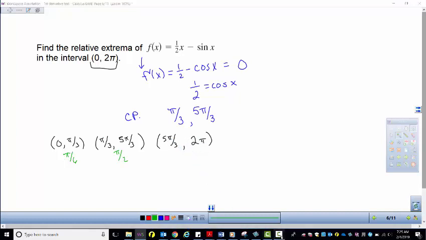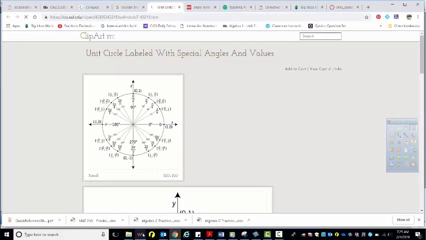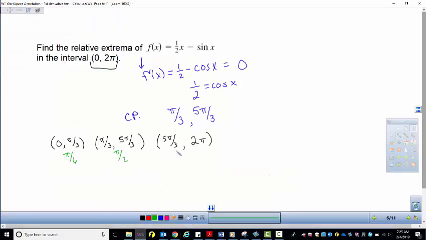So let me show you a way to do that. Okay, so I pulled up a unit circle. So here's 5 pi over 3. I can use any of these two values because they would be in between. So I will just go with 7 pi over 4.